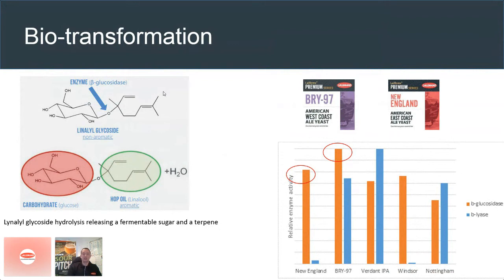So this is liberating hop oil. This is when an oil is bound to a carbohydrate, specifically a glucose, and we have the enzyme beta-glucosidase, which hydrolyzes that bond between the oil and the carbohydrate and in principle releases that oil into the beer. And so of course we've characterized our IPA yeasts for the expression of these enzymes, and crucially for beta-glucosidase we have BRY and Nottingham being great examples of potential strains to use for this reaction.